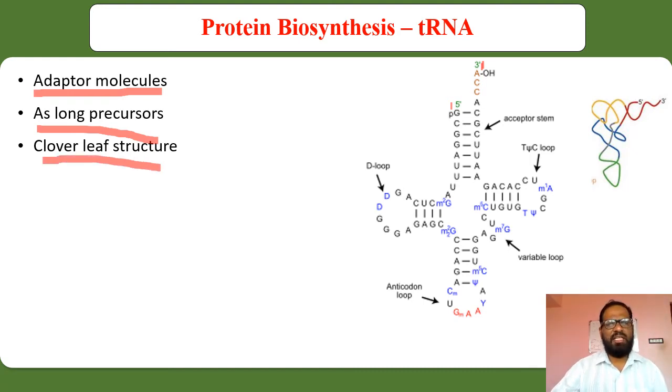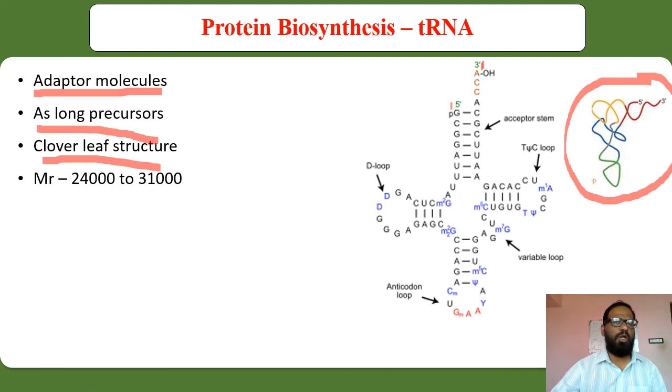And I already said that this particular structure is called the clover leaf structure. In the three-dimensional structure, it looks like an inverted twisted L. That's why it is called the clover leaf structure. This is another important thing.